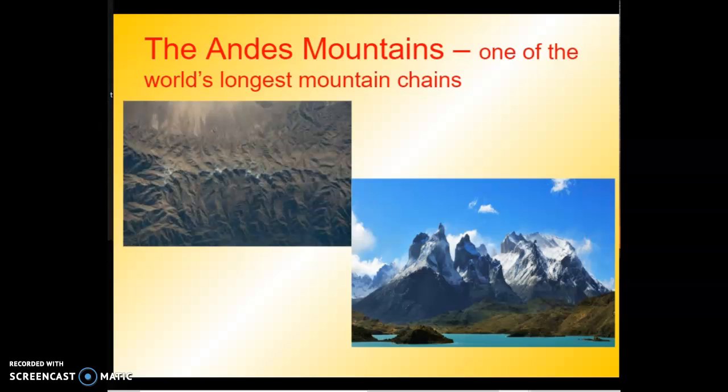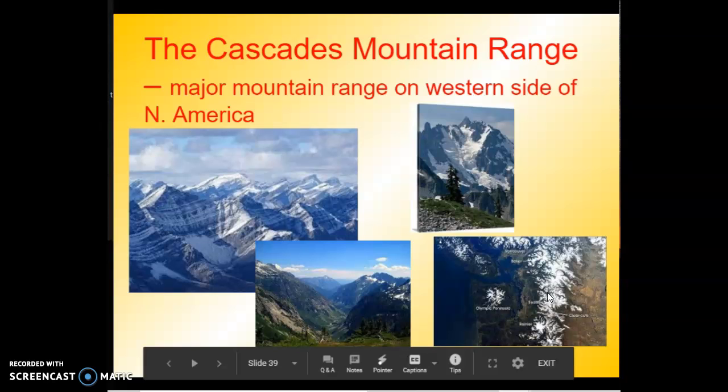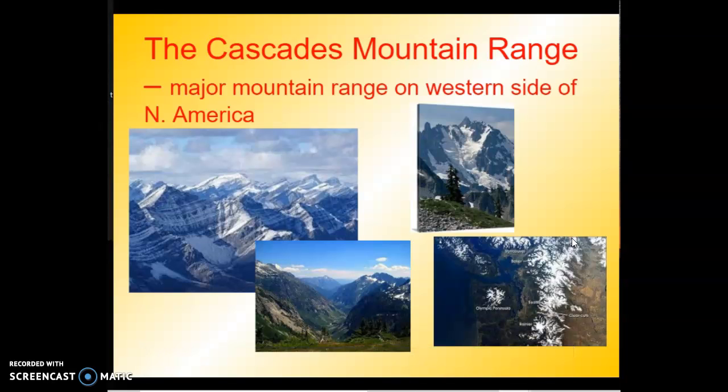Here we can see the Andes Mountains. This is one of the world's longest mountain chains. The sharp peaks tell us that this is a newer mountain range. The Cascades, it's a major mountain range on the western side of North America. You can see them if we were looking down from a satellite picture. This giant range of mountains is in Oregon, Washington, northern, western corner of the country.